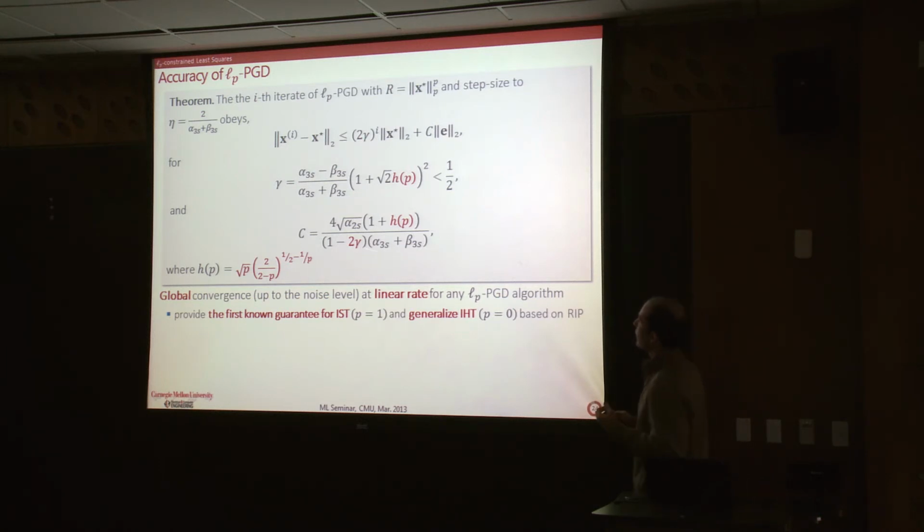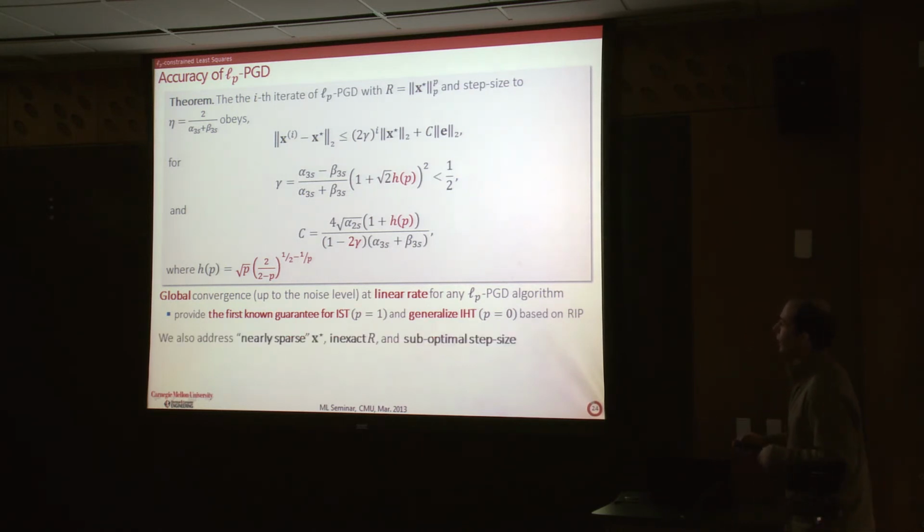Our result gives the first known guarantee based on RIP for the iterative shrinkage thresholding, which is the case for p equal to 1, and generalizes the result for iterative half thresholding to the entire range of p between 0 and 1. We also generalize this result to nearly sparse x star, or what is called compressible signals, an inexact value of r, and a suboptimal choice of the step size.